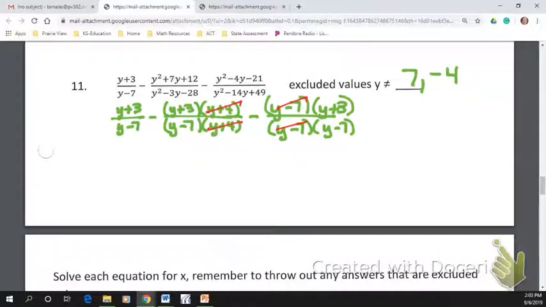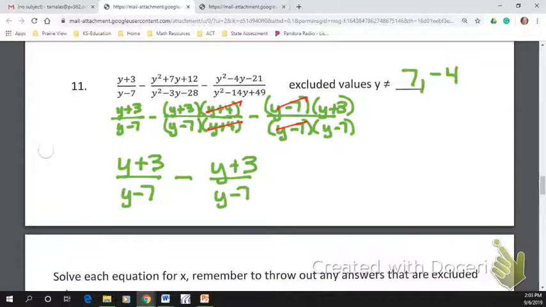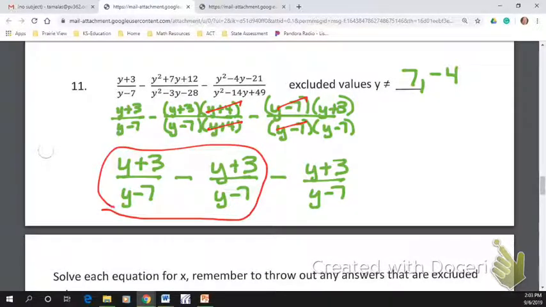And now I'm left with y plus 3 over y minus 7 for the first term, minus the exact same thing, y plus 3 over y minus 7. And then I have another minus y plus 3 over y minus 7. This and this are exactly the same with a minus sign between them. If you subtract two things that are exactly the same, what do they give you? Like 5 minus 5 is 0, right? Anything minus itself is 0, so all that comes out to be 0.